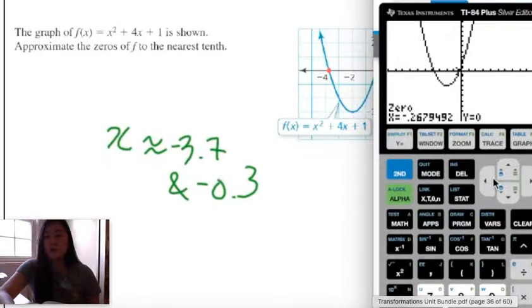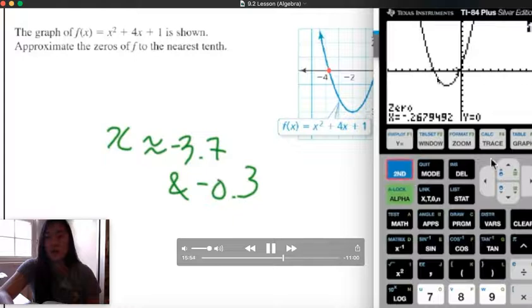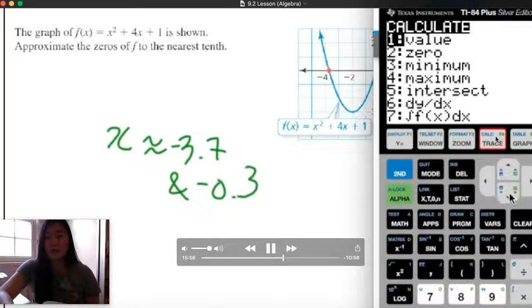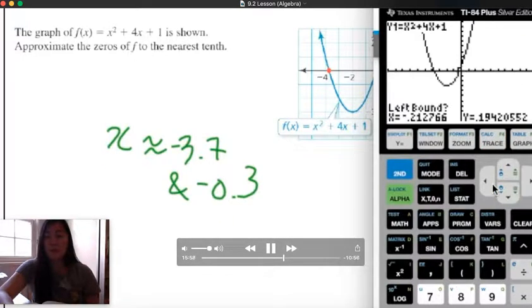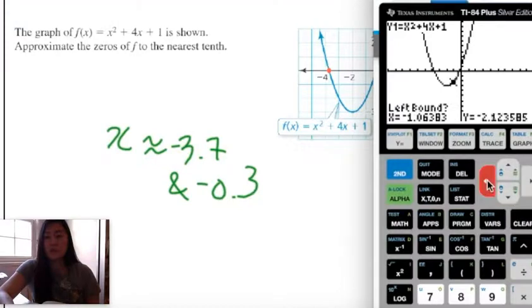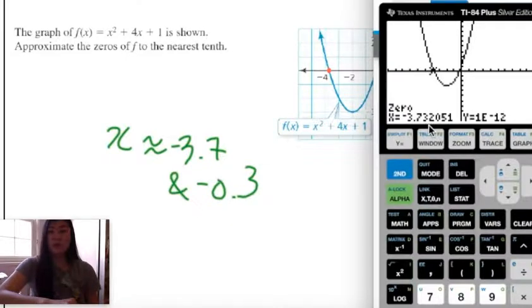And then we're going to have to do that one again. So second calc, zero of the function. Move with your arrow to the left, and we're going to go past that zero and then click enter, move it to the right bound, enter, and guess. And the zero is negative 3.7. So we get the same answer either way, whether you use the table or you use the second calc option.